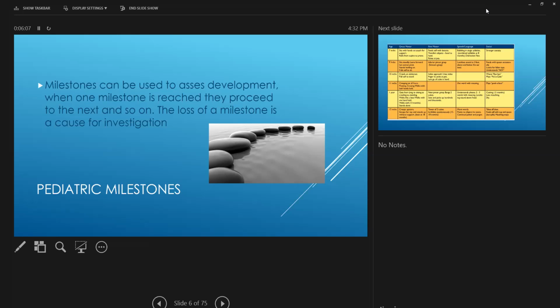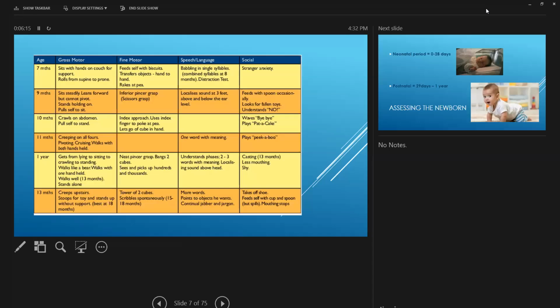When one milestone is reached, then they go to the next and so on. Loss of a milestone is cause for investigation. So we really talked about that, but I just wanted to go over a little bit. This here is something that I want each of you to read through. However, I do not want you to memorize it, right?